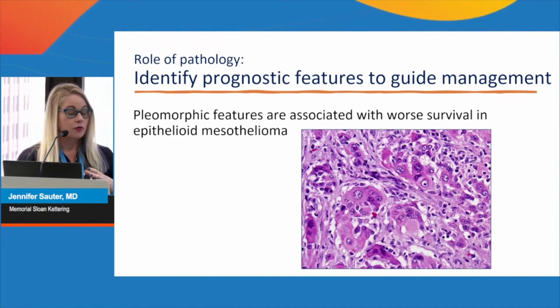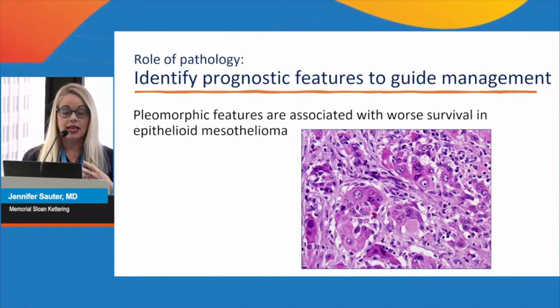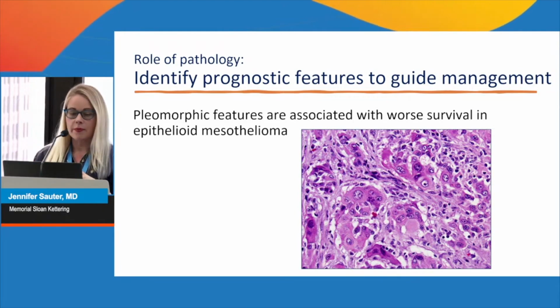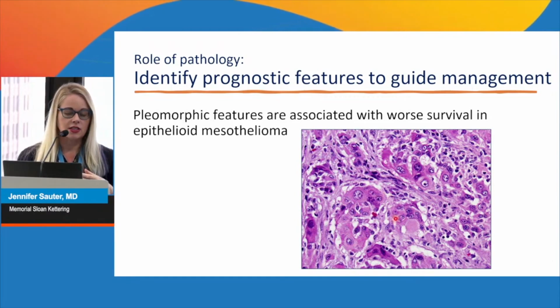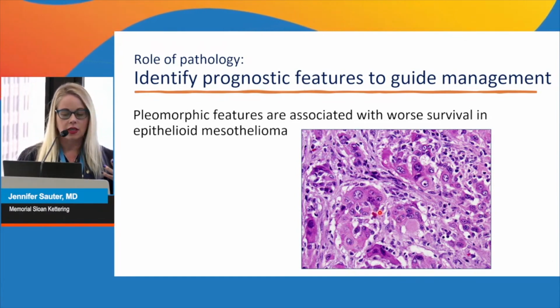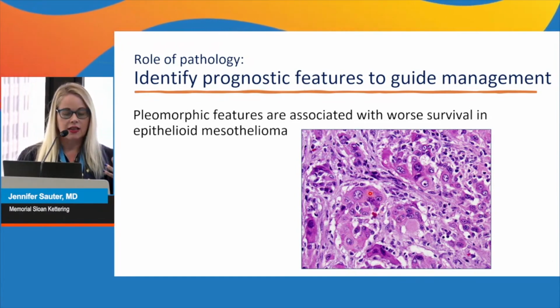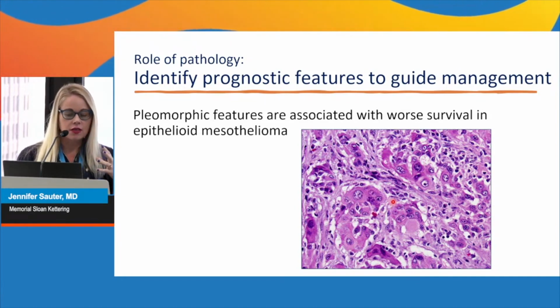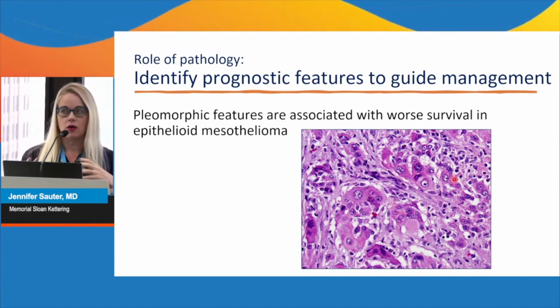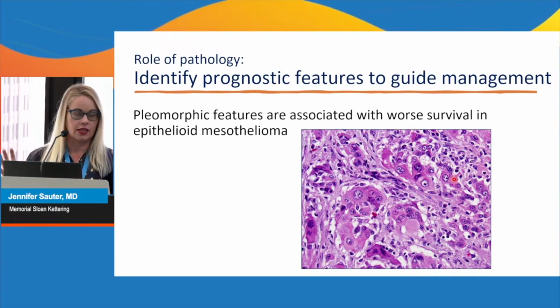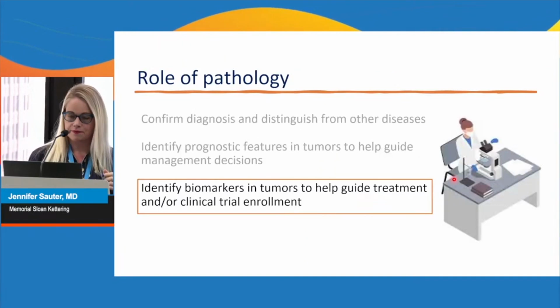Additionally, tumors with pleomorphic features tend to have worse survival compared to other epithelioid mesotheliomas. And so pleomorphic features are just these bizarre, abnormal looking tumor cells. They're giant. They have multiple different nuclei with lots of different nuclear features, and one cell looks different than another. They don't look similar, they look very different, and that's what pleomorphic is.